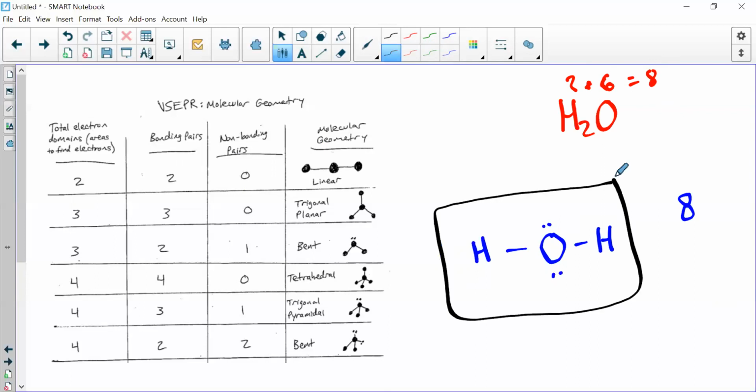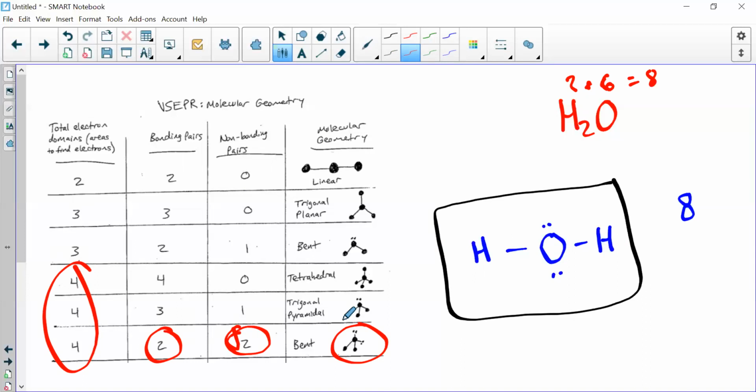Now, let's find the VSEPR shape. How many electron domains on that oxygen? 1, 2, 3, 4 electron domains. So it's going to be one of these. 2 of them are bonding pairs. 2 of them are lone pairs. Notice the bent shape. Now, you already knew that about water. You knew that water was bent. Probably when you came into chemistry, you knew it was bent. Now you finally really know why.